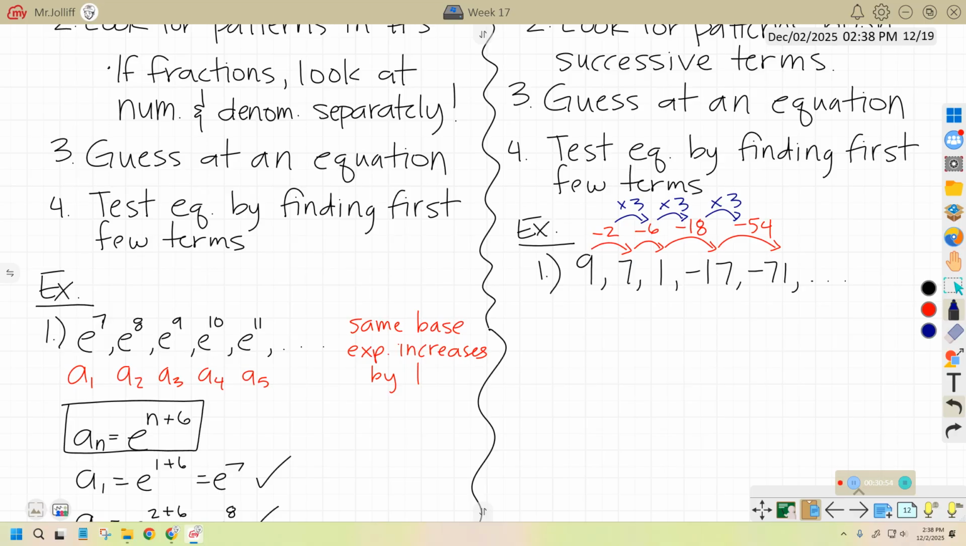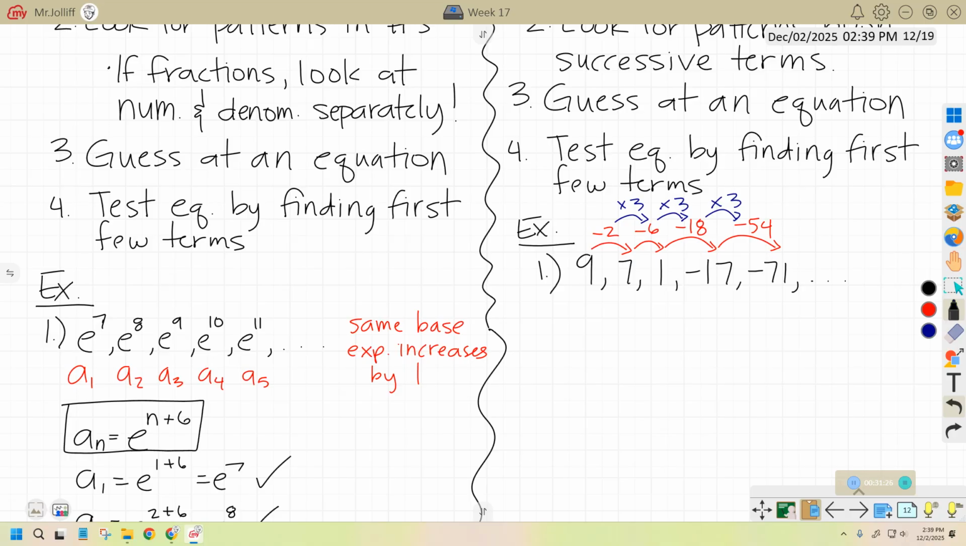That tells me that I'm likely multiplying the last term by 3 to get to the new term. Yes. If we were writing an explicit formula, yes, but we are writing a recursive formula. Because you're trying to write it in terms of the location in the list. We want to write it in terms of the previous term.